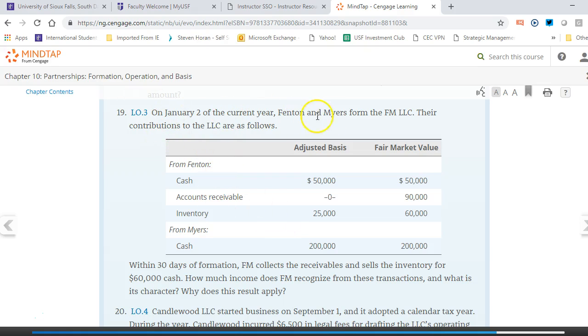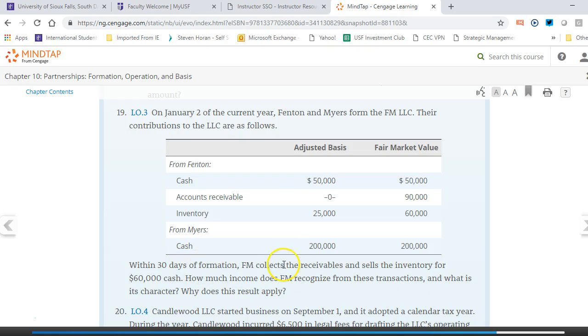On January 2nd of the current year, Fenton and Myers, FM, made contributions to the LLC as follows. Fenton contributed cash, receivables, and inventory. You can see the basis and the fair market values. And Myers just puts in cash. So one person puts in cash, receivables, and inventory. The other puts in just cash.